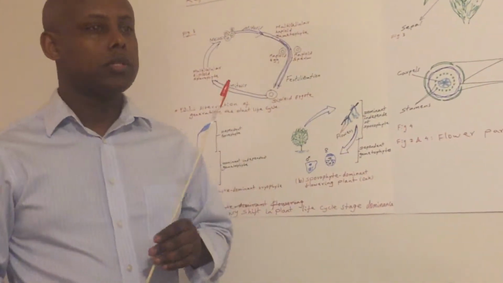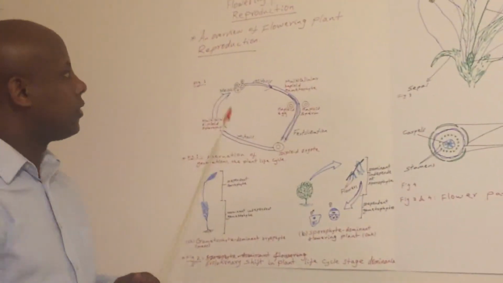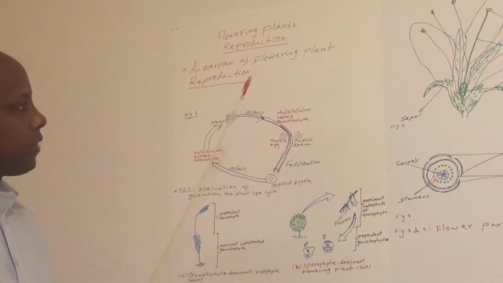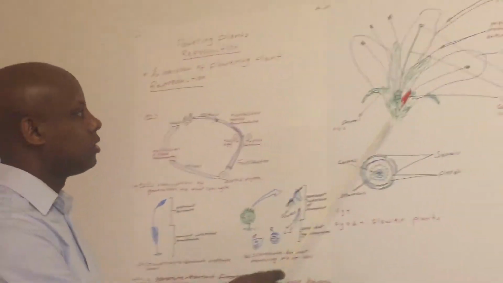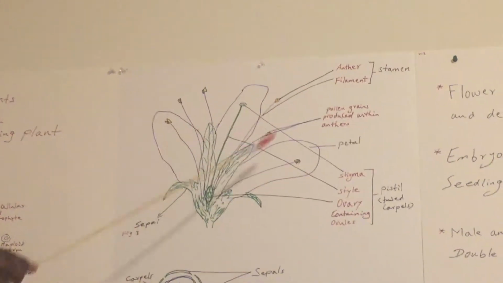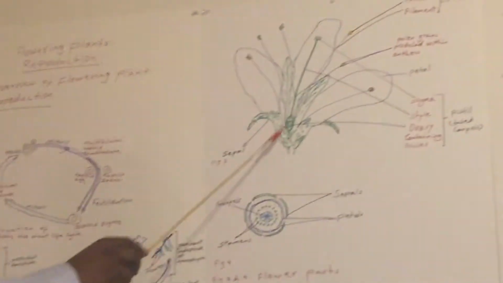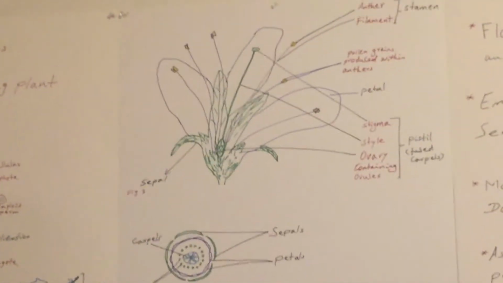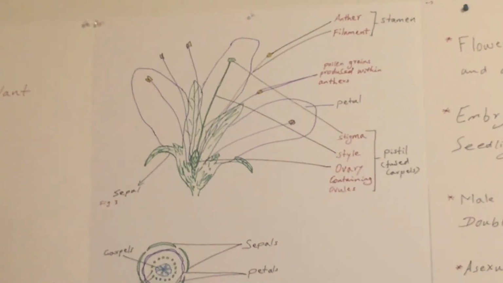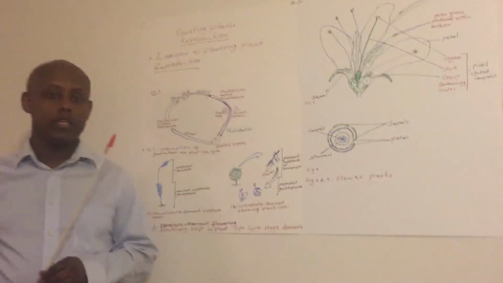So in conclusion of this reproduction for now, this is where the pollen from the male parts goes to the female, then goes directly to the ovules, and then fertilization occurs there. And this is the end of the first video, and I'll see you in the next video.